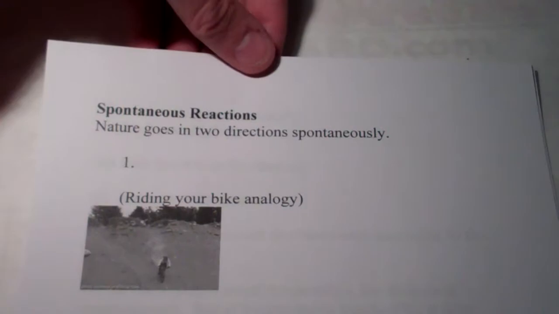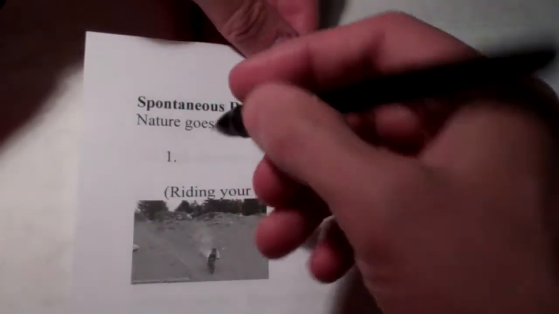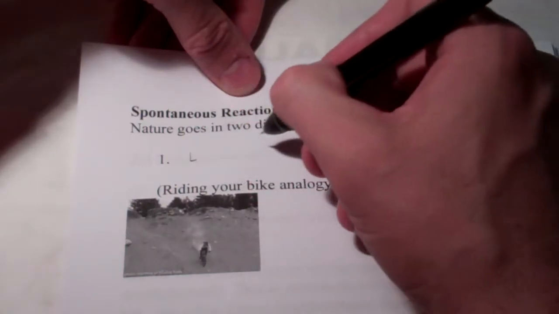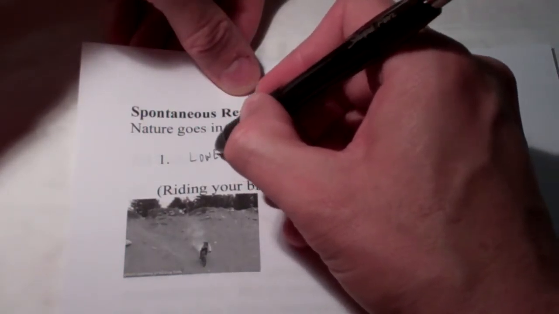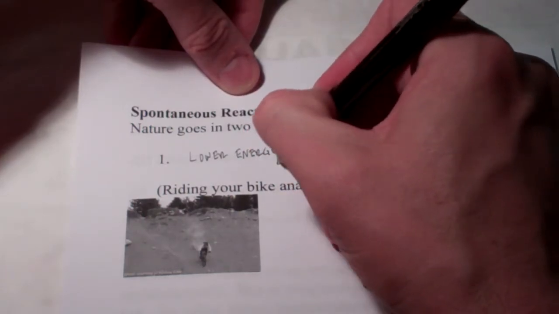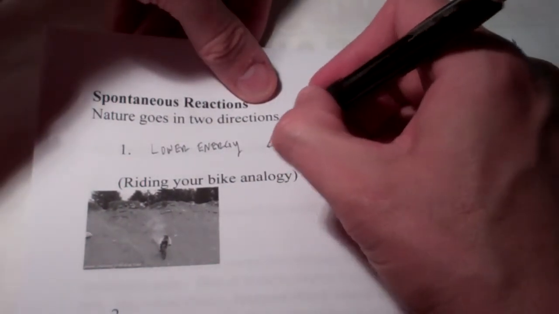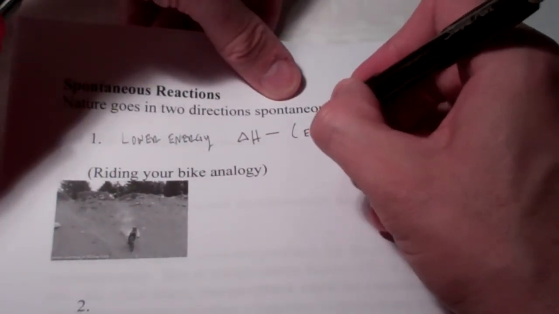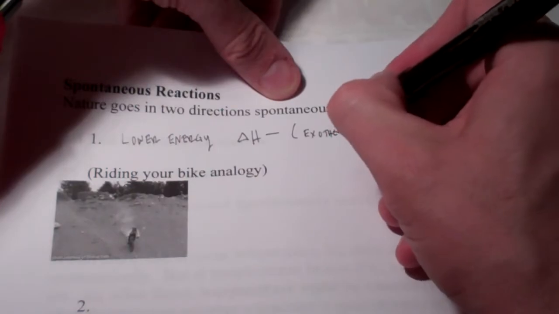Now, nature tends to move in two directions spontaneously. The first direction it tends to move spontaneously is to lower energy. That means delta H is negative. Recall that's an exothermic direction.